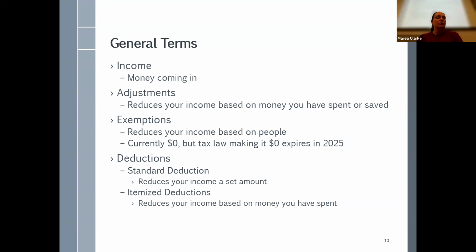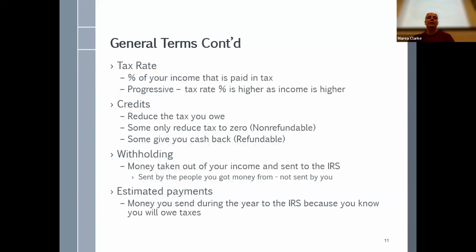A deduction also reduces your income. The standard deduction will reduce your income by a set amount. Itemized deductions reduce your income based on money you've spent, right? If you spent it on these things and that's more than that standard deduction, then sure, you can take all that extra money off. That's all good. All right. The tax rate is the percent of your income that's paid in tax. The US tax system is progressive, right? So as you earn more money, you pay more tax on it.